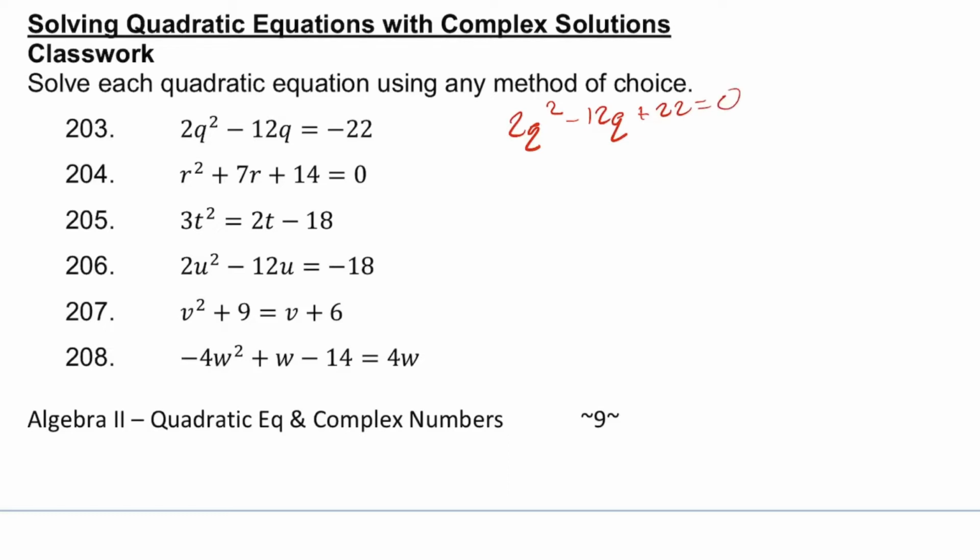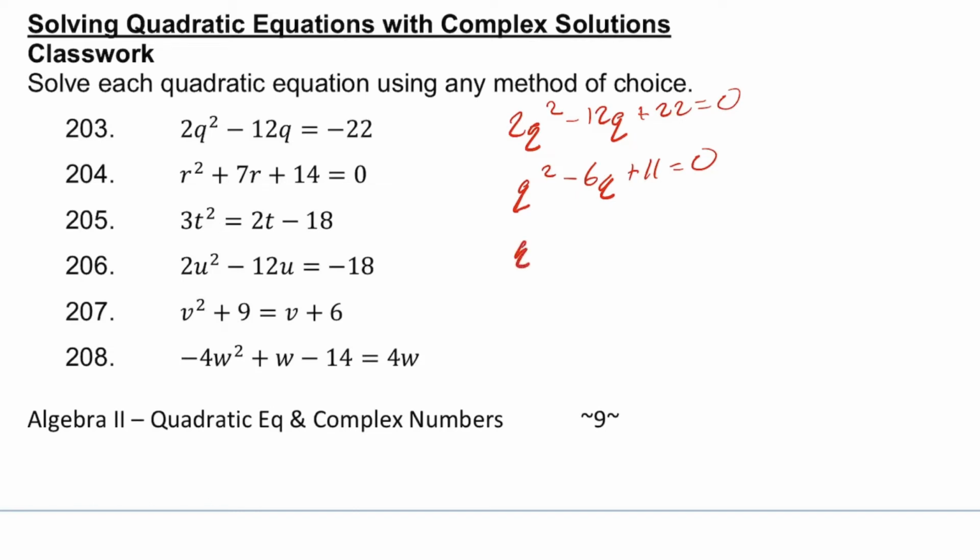I'll just divide by 2 to get everything simpler. So we have q squared minus 6q plus 11 equals 0. It doesn't look like we can factor this because 11 doesn't have a lot of factors that we can play around with. So I'll go ahead and complete the square.